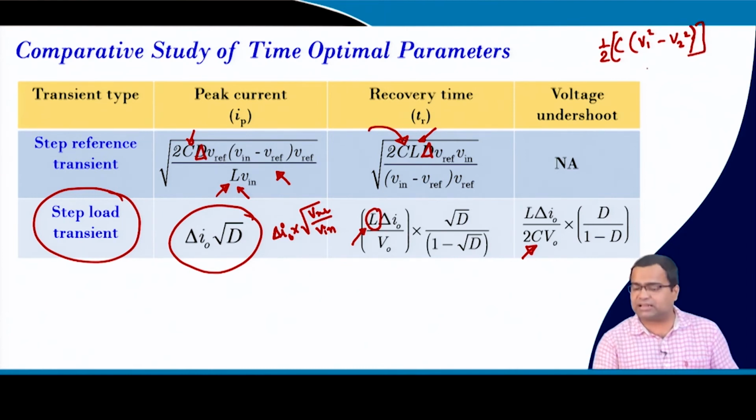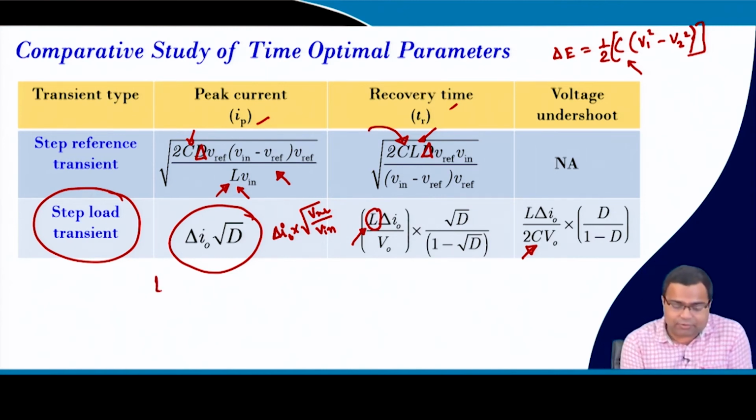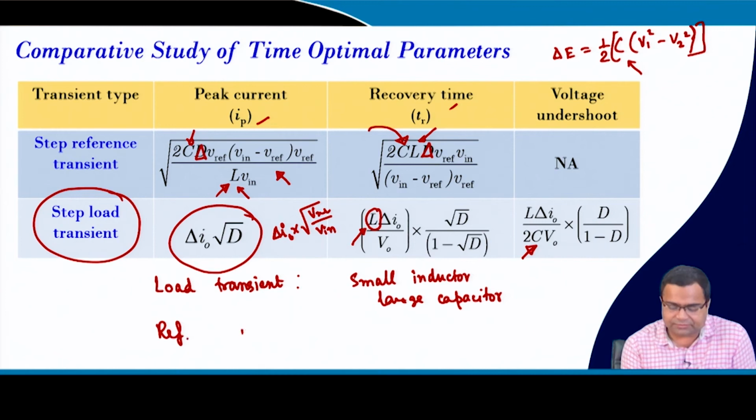That means, if you use a larger capacitor to change voltage from V1 to V2, you need more energy from the source. If the capacitance increases, this energy requirement goes high. As a result, peak current increases and the recovery time increases. So, for load transient, we generally need a small inductor and a large capacitor. But for reference transient, we need a small cap.